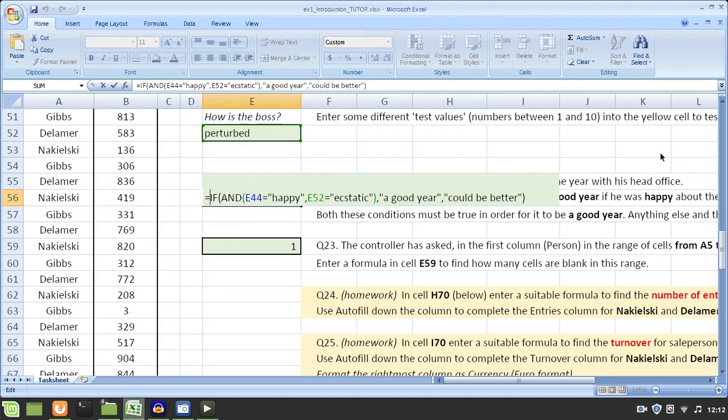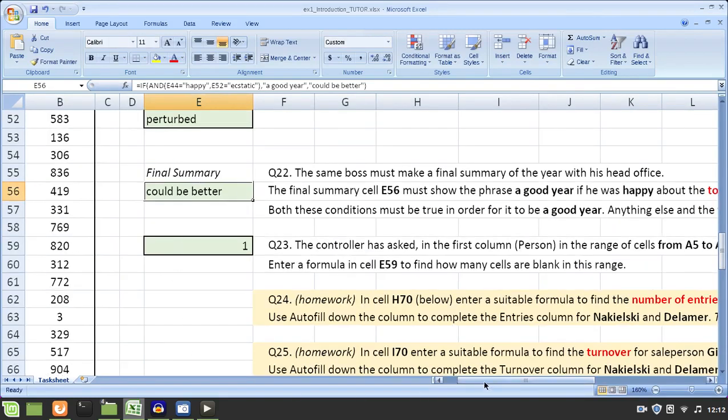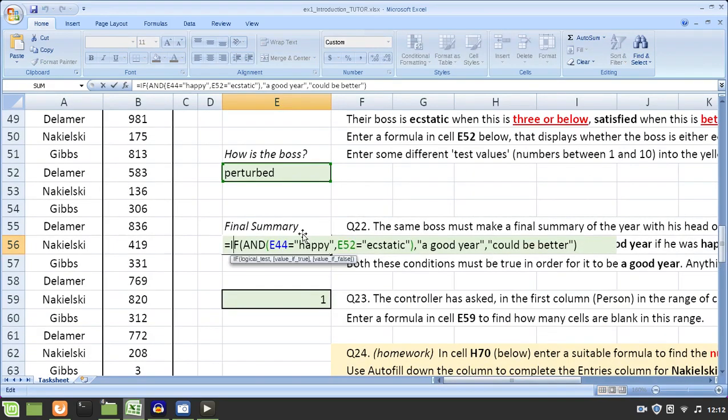I'll zoom in again so you can see this in more detail. What do we have here? Well, here's my if statement. It's a logical test, just like before. We have a true and a false, but this logical test is the whole of this statement here. Now, these 2 things must be true. So E44 must be happy. E52 must be ecstatic. So if this one is true and this one is true, it's a good year.